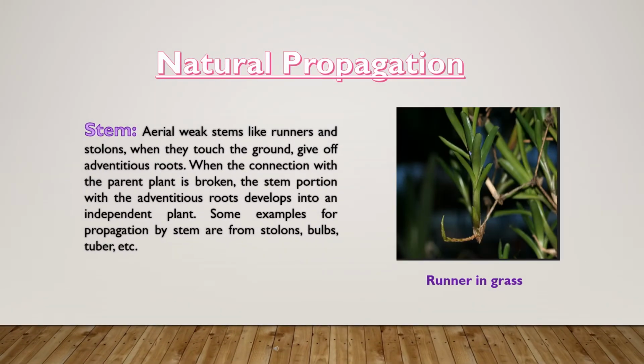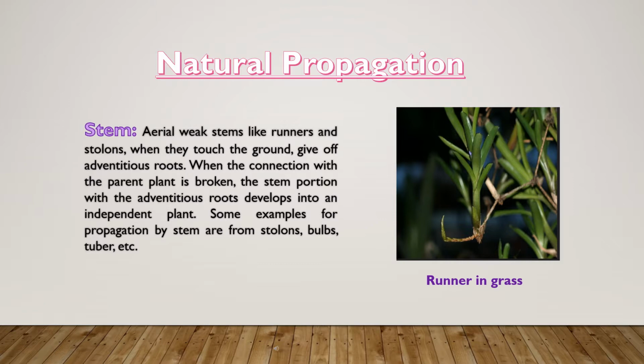In most of the plants, the stem is used to propagate, like chrysanthemum and grass, and so many plants have stem propagation. Aerial weak stems like runners and stolons, when they touch the ground, give off adventitious roots. When the connection with the parent plant is broken, the stem portion with the adventitious roots develops into an independent plant. We can see the runners in grass and stolons in chrysanthemum and mint plant.